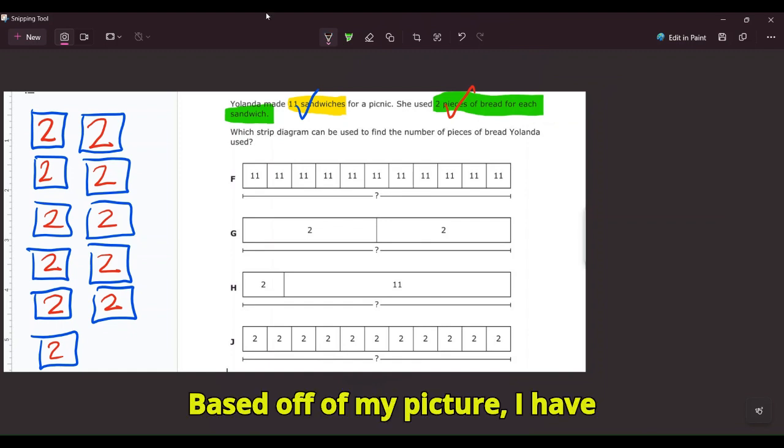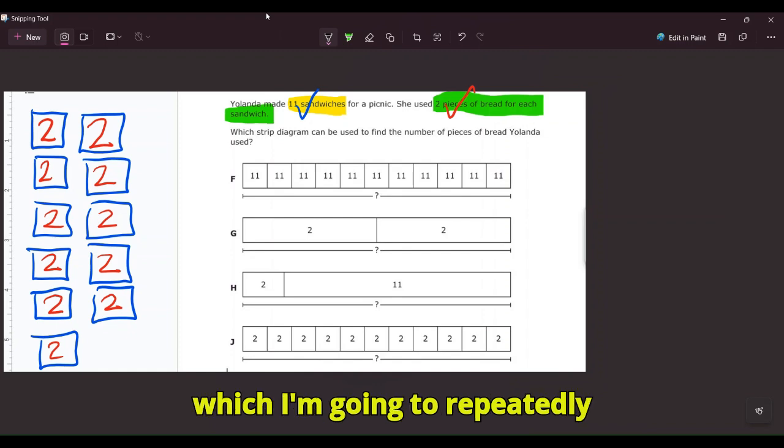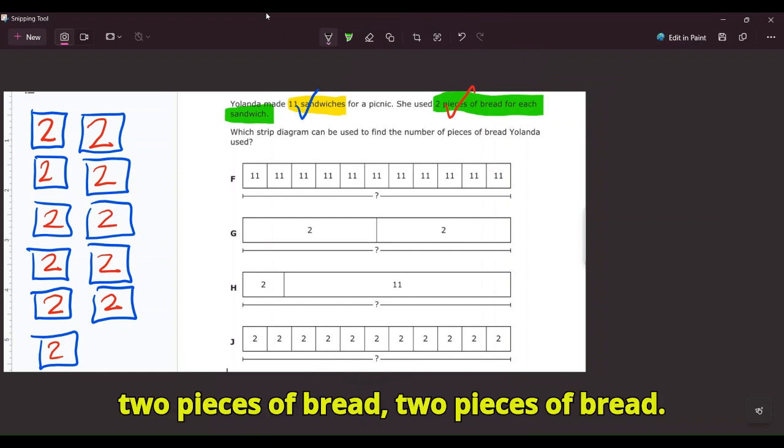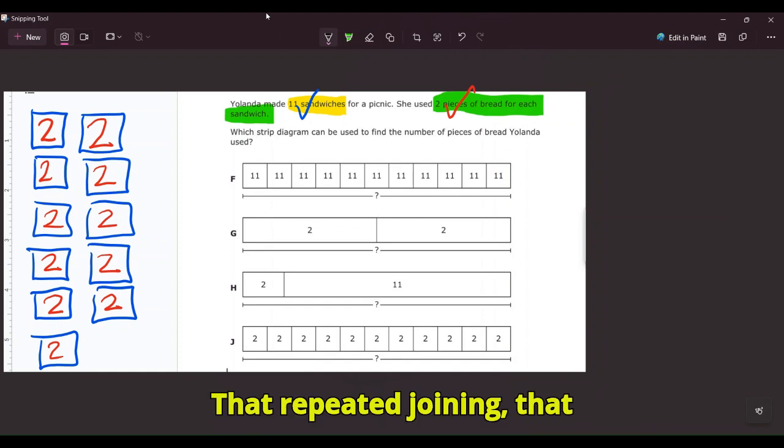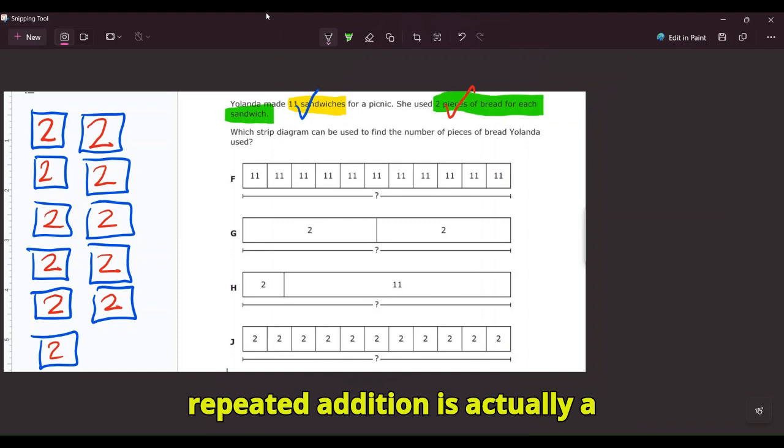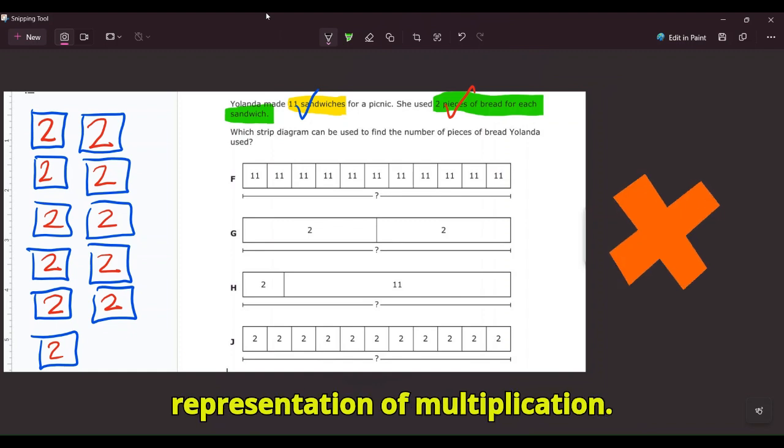Based off of my picture, I have created a scenario in which I am going to repeatedly join two pieces of bread, two pieces of bread, two pieces of bread. That repeated joining, that repeated addition is actually a representation of multiplication.